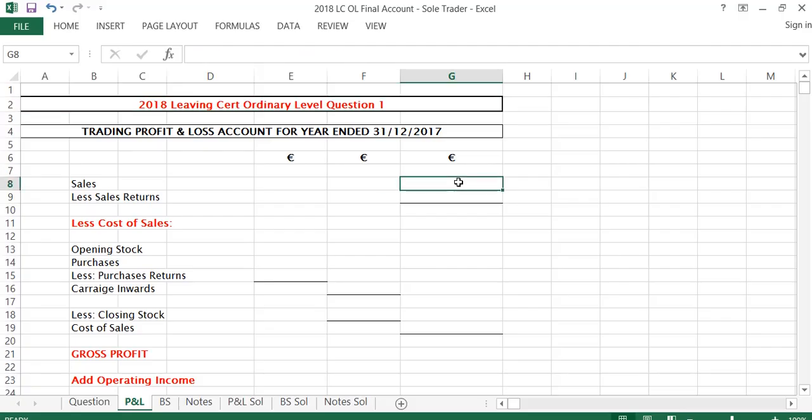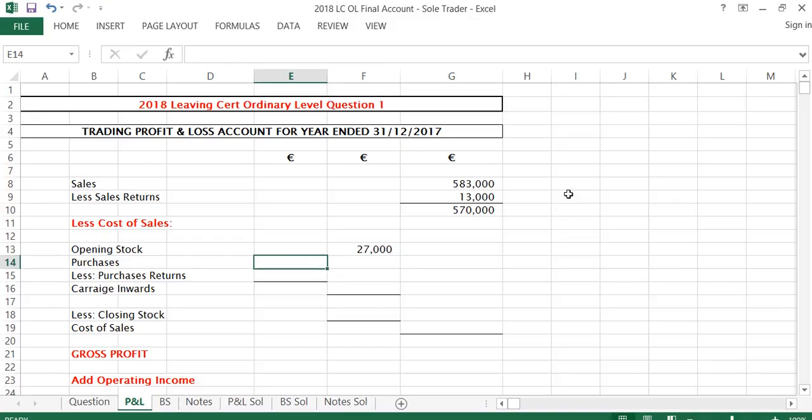So from the trial balance, we can see that sales are 583,000. And we're going to take away sales returns or returns inwards of 13,000, because they will reduce our sales, which will leave us with sales of 570,000. Less cost of sales is our heading. So the first thing we'll always have in cost of sales is opening stock. And again, this will always be from the trial balance. It should never change. So stock on the 1st of the 1st, 2017 from the trial balance is 27,000.